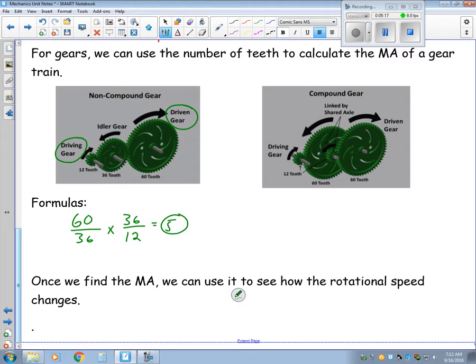For the compound gears, again, it's just output divided by input. So here is our input, the driving gear. The driven gears are output. So here, it looks like it's 60 over 12 times. Now, since this little 12-tooth and this 60-tooth share the same axle, I can kind of ignore it a little bit. They're turning at the same rate. So I'd have another 60 over 12. 5 times 5 is 25. And again, that's set up for torque and not for speed. That driving gear needs to turn 25 times just to make the driven gear turn once.